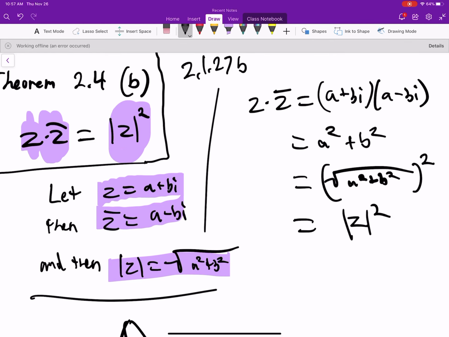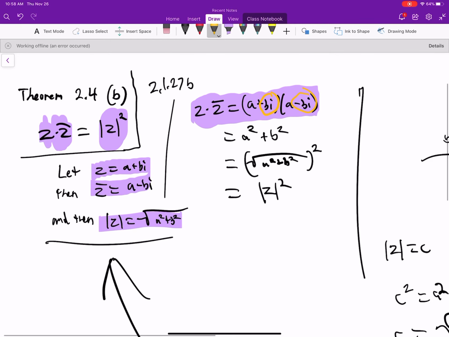And so now what I do is I just start exploring what is going to happen if I take z and multiply it by z bar. Well, I just get this because we already know what z and z bar are. So we multiply them together. Remember when you multiply these two terms, the bi and the negative bi, you're going to get negative b squared i squared, right? But that i squared is actually negative. Well, we'll do it right now.